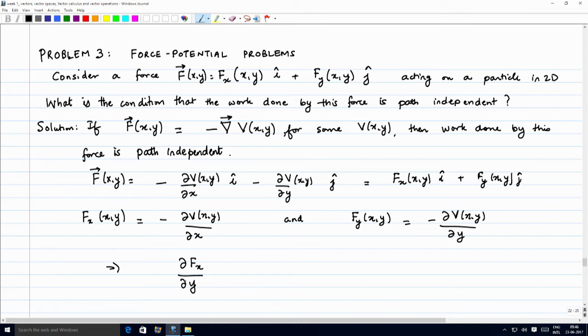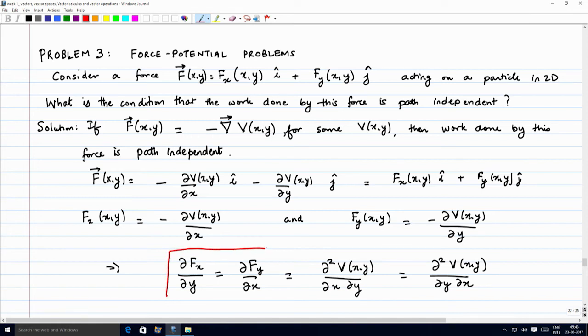Okay. So, if you take ∂f_x/∂y, that will be the second derivative of v with respect to x and with respect to y, and this should be equal to ∂f_y/∂x. Both of these are equal to ∂²v(x,y)/∂x∂y, which is the same as ∂²v(x,y)/∂y∂x. So, the order of partial derivatives does not matter if v is a well defined function, and so this is a condition just based on the components of the force.